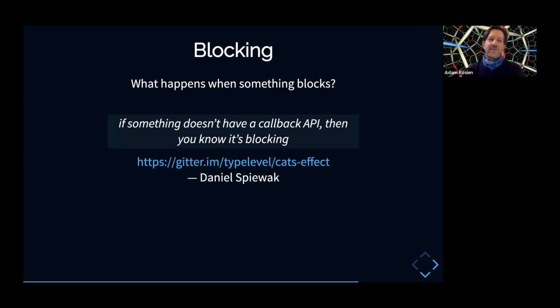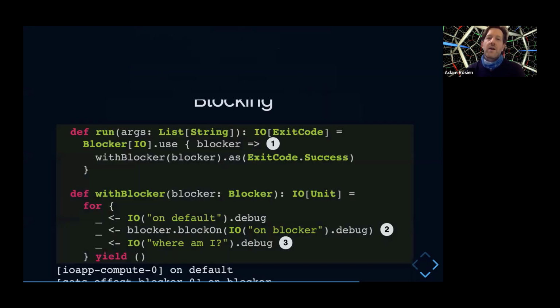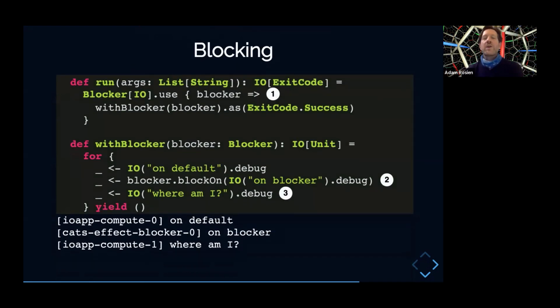Luckily Daniel's here. I stole this quote from him. He actually said it. So how do you know if something blocks? A good heuristic is if something doesn't have a callback API, then you know it's blocking. If you see something that does have a callback API, like on complete, on error, that means you're registering something to handle later. So if you have something blocking, reading from the file system, making a network call, talking to the OS, talking to a Java API, we need a different strategy.